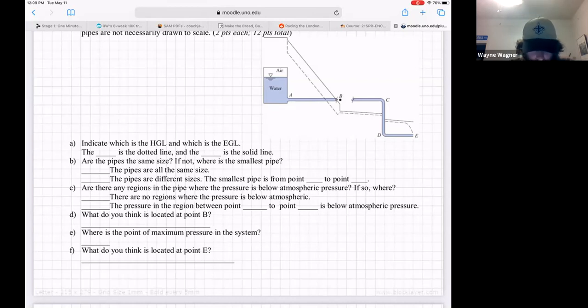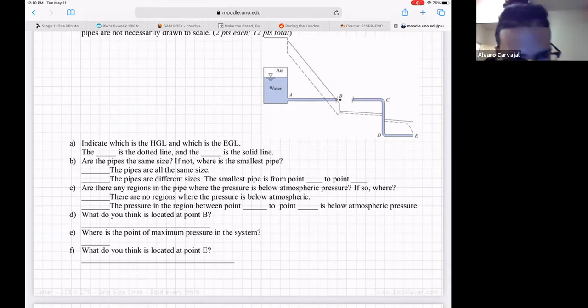Okay, are there any regions in the pipe where the pressure is below atmospheric pressure? I'm going to go ahead and say no. No. There is, in fact, a region where we're below atmospheric pressure.